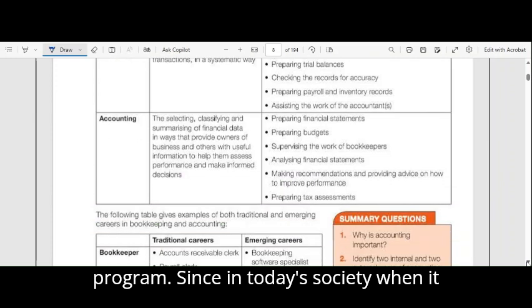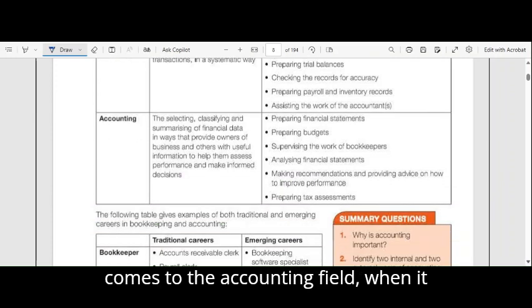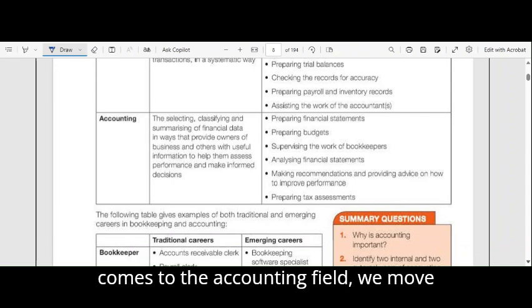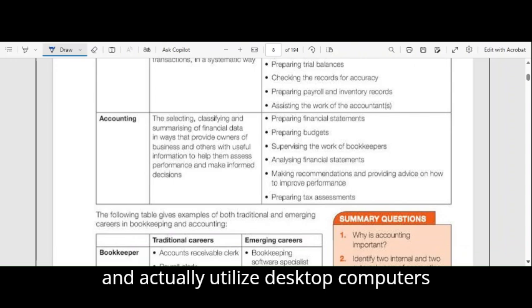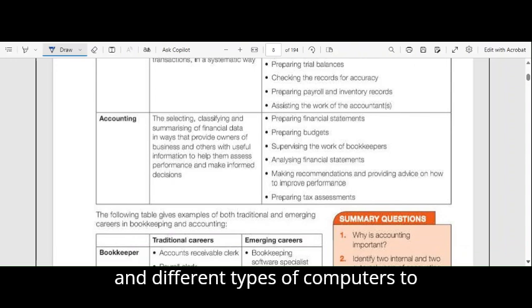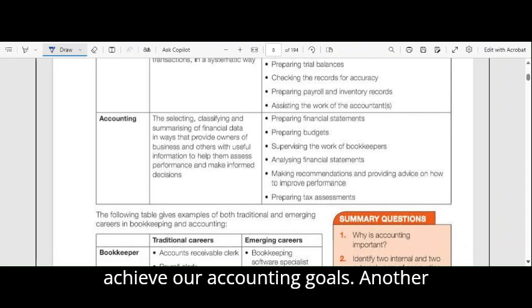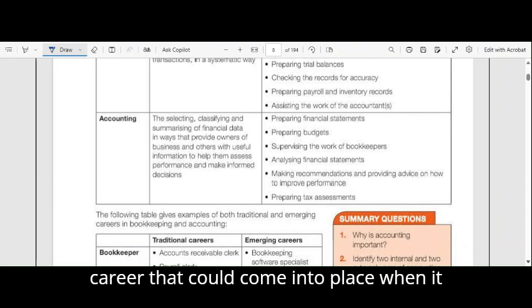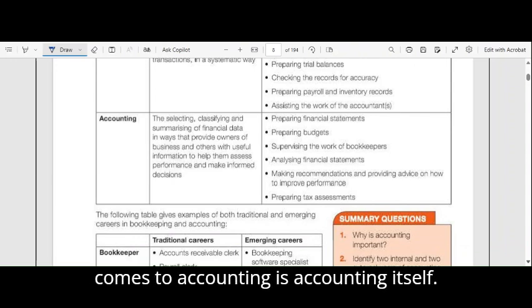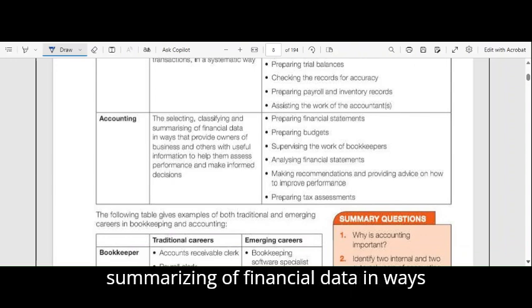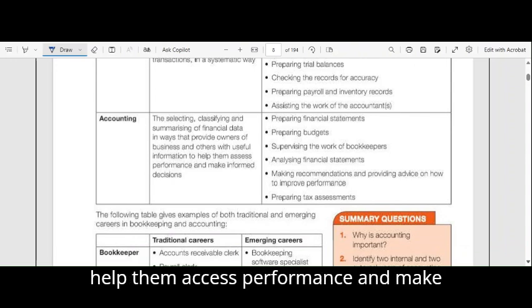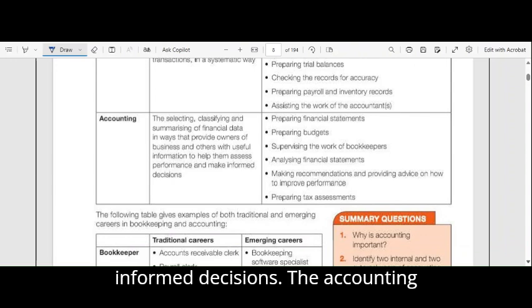Since in today's society, when it comes to the accounting field, we move away a lot from using traditional books and actually utilize desktop computers and different types of computers to achieve our accounting goals. Another career that could come into place when it comes to accounting is accounting itself: the selecting, classifying, and summarizing of financial data in ways that provide owners of businesses and others with useful information to help them assess performance and make informed decisions.